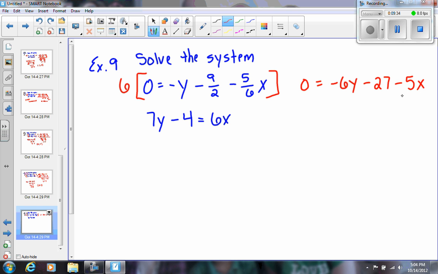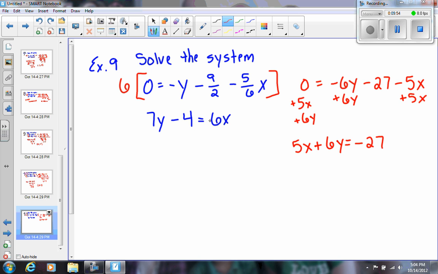So I'm going to add the 5x to both sides. So I'm going to put a 5x over here. I'm also going to add a 6y. So when I rearrange these terms, I'm going to have 5x plus 6y equals negative 27.